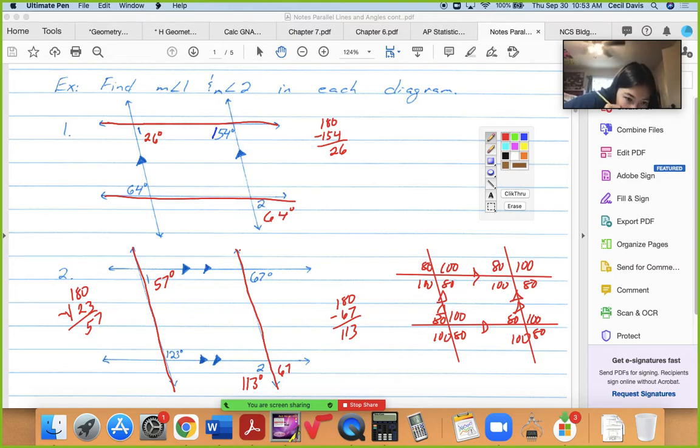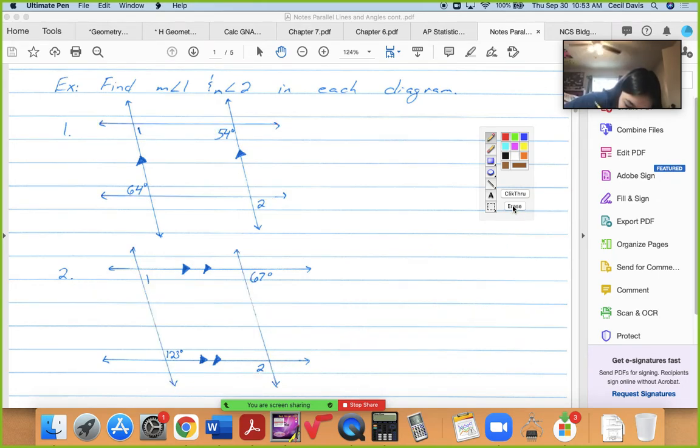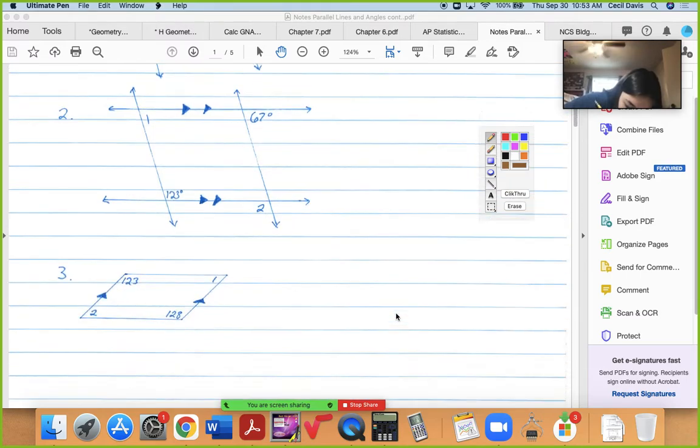So do you like it when the parallel lines are horizontal or when the parallel lines are vertical? Right. Interesting. I prefer them when they're horizontal. I don't know why. I just do. It's not a big deal, though. It's not like it's so much harder when they're the other way. It's like, eh. Okay. Moving along.